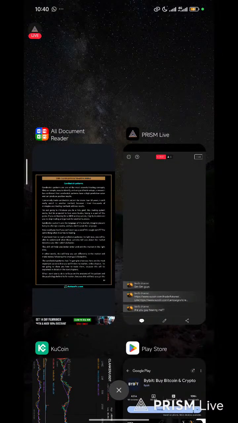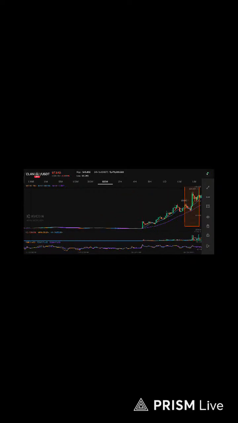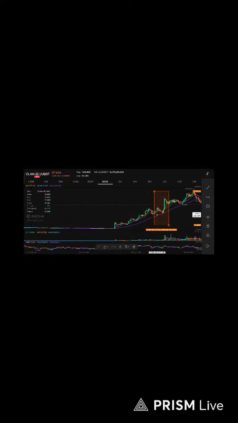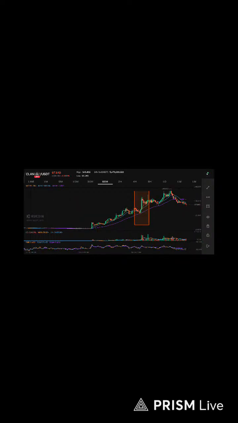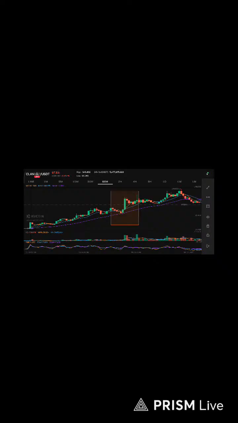Let me explain that to you using the chart. I'm using the Clanker chart to explain this, so just stay with me. What just happened here? If you can see, the wicks are small, and the buyers, this is what I mean.